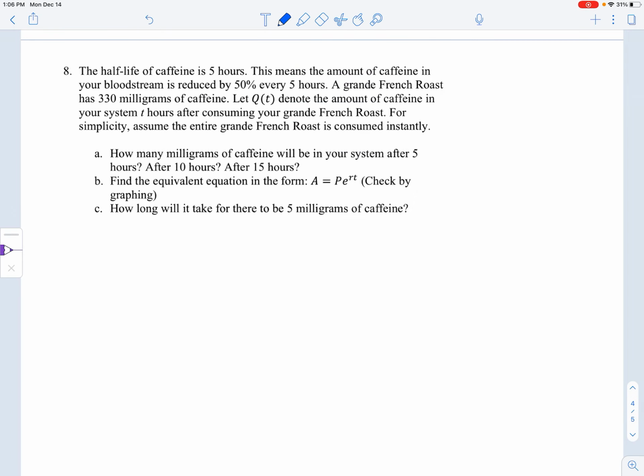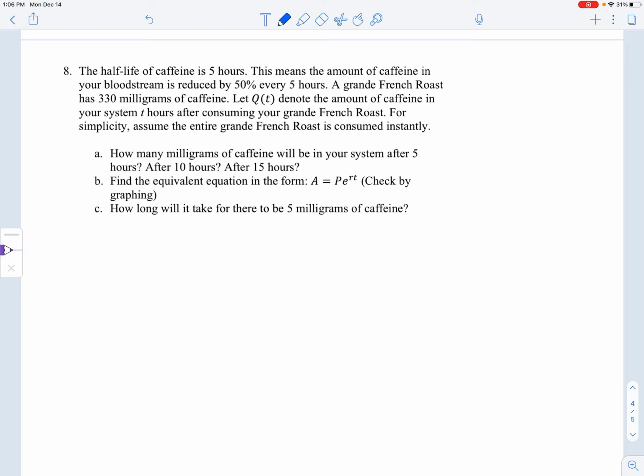So first off, we know that the half-life of caffeine is 5 hours. This means the amount of caffeine in your bloodstream is reduced by 50% every 5 hours. A grande French roast is 330 milligrams of caffeine. So let Q of T denote the amount of caffeine in your system T hours after consuming your grande French roast. For simplicity, assume that the entire grande French roast is consumed instantly, so that you instantly have 330 milligrams of caffeine in your system.